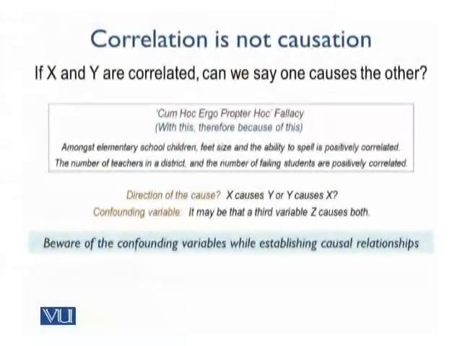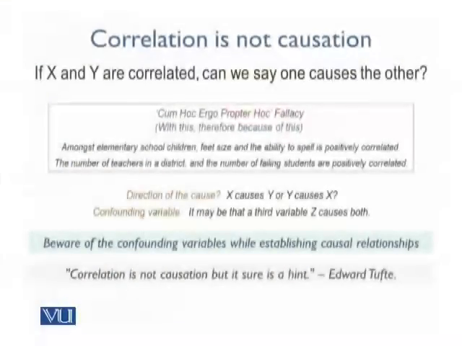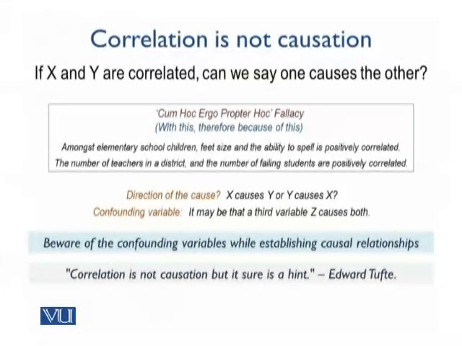So we must be very careful, especially if we are dealing with an observational study, because to establish causality, it is important that we do controlled experiments. We will be studying this when we come to the module on design of experiments in our course. But it is very important that we remember that correlation on its own is not causation. A quote by Edward Tufte is very apt, and we should mention it here. Edward Tufte says that correlation is not causation, but it sure is a hint.